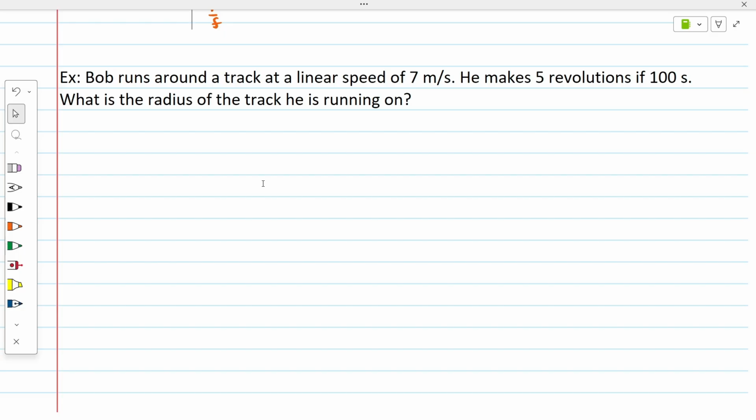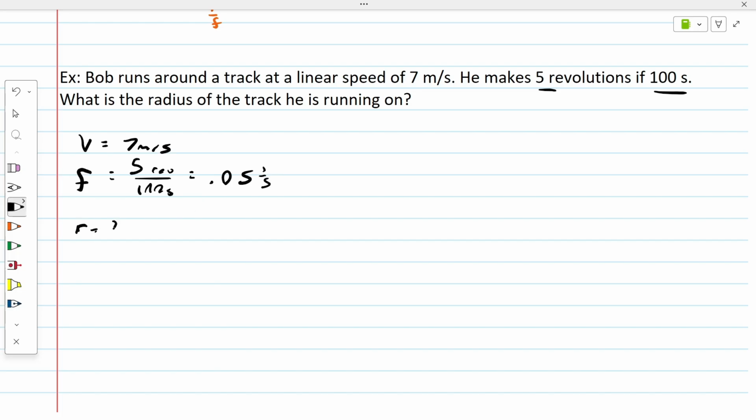Alright, so let's write out what we're given. So we know we have a velocity of 7 meters per second and a frequency, which we're not directly given the frequency or the period, but we know he makes 5 revolutions in 100 seconds. So we can plug in our 5 revolutions here in our 100 seconds to get a frequency of 0.05 1/seconds.